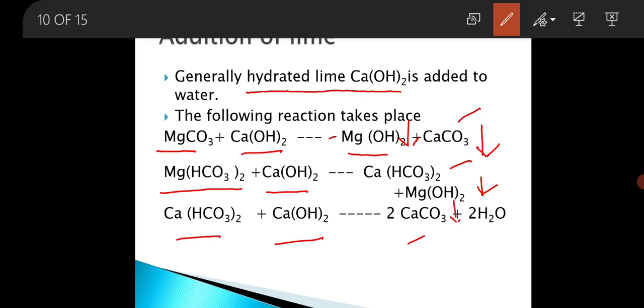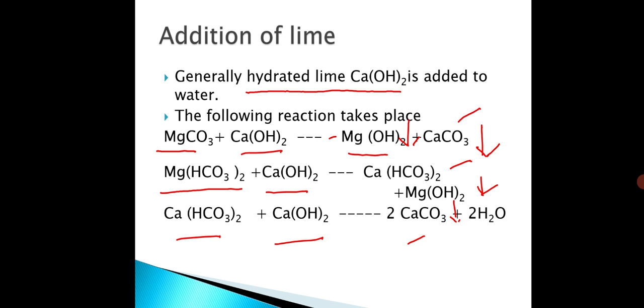This method is suitable for softening water which contains only temporary hardness, that means carbonates and bicarbonates of calcium and magnesium. But this method is not suitable for water containing temporary as well as permanent hardness. So for permanent hardness, we have to adopt some special methods. Let us discuss the methods of removal of permanent hardness.